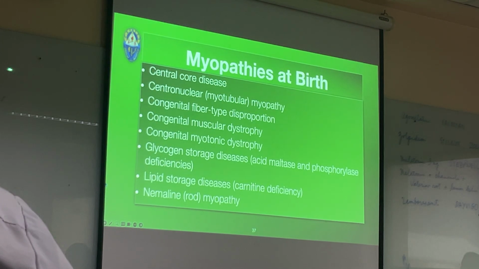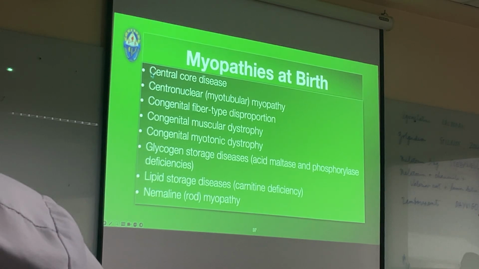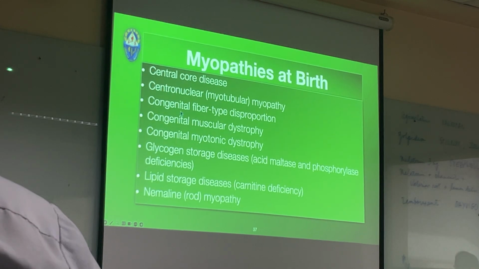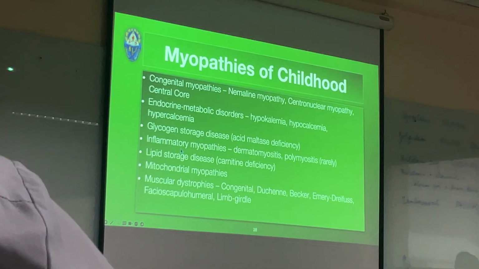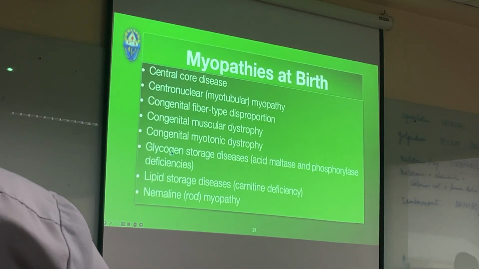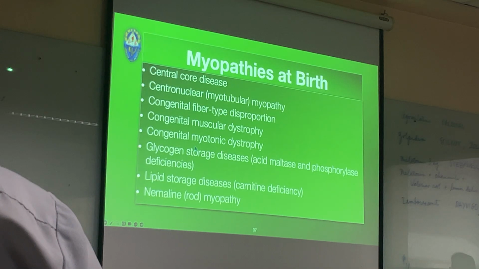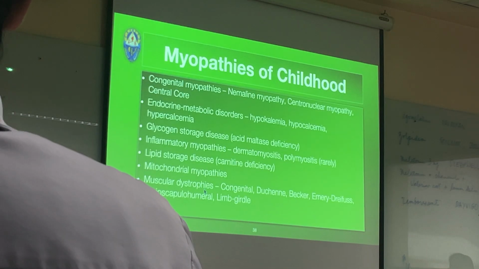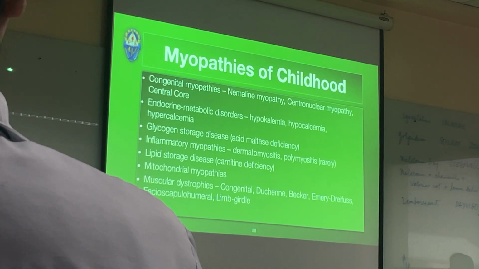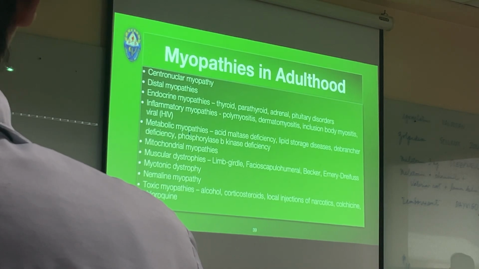Another classification are the myopathies at birth. Remember, you just need to map out that these are the different myopathies at birth. Then myopathies of childhood. Mostly those at birth are the myopathies associated with metabolic disorders, and the dystrophies. Myopathies of childhood, among them are the muscular dystrophies, a prominent one. Myopathies of adulthood.